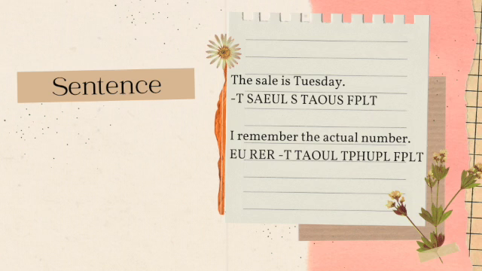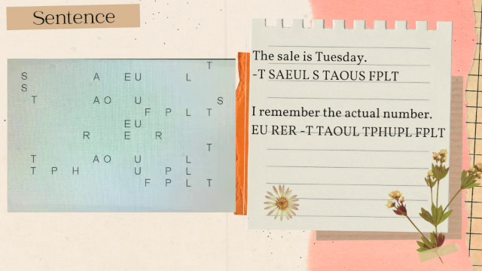Okay, we have here sample sentences. So first sentence, the sale is Tuesday. Second is I remember the actual number. Now let's take a look at how these sentences are to be written. By the way, you may notice that I said written or write. It's because in steno or in machine shorthand, we are not typing here, but we are writing. That's what I learned from the training that I attended about machine shorthand.